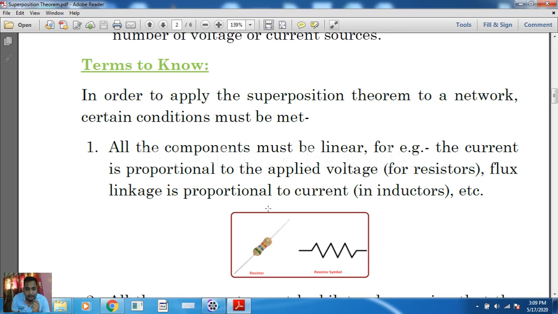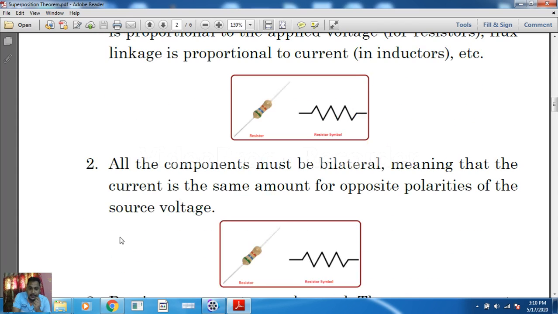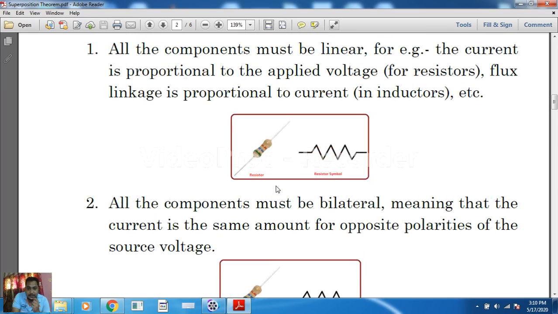So this is one parameter. This is basically known as bilateral. Point number two, here I have discussed this one. What is bilateral? That means current can flow in both directions. So an element which has this property can be used for solving the superposition theorem.